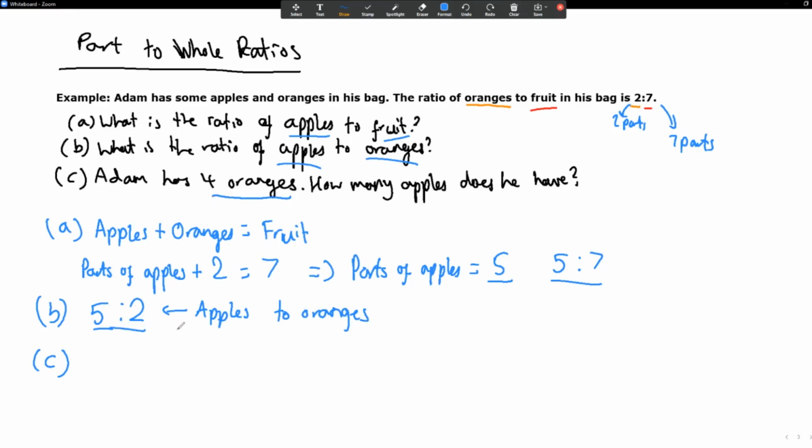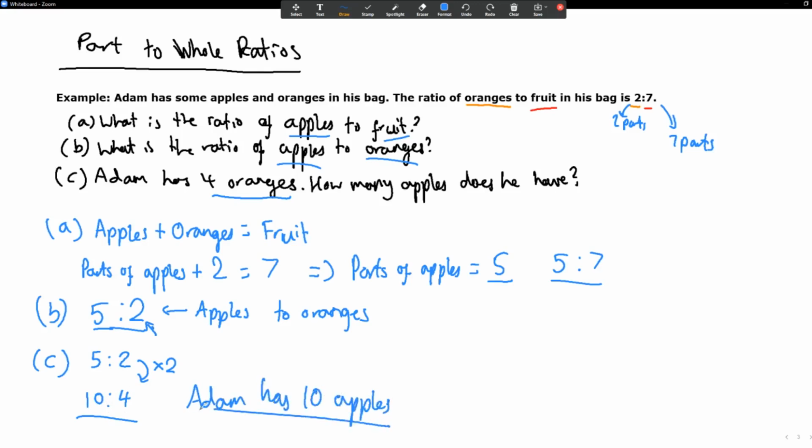So 4 oranges. If this here denotes the proportion of oranges, we need to multiply this by something to get to 4. So we can multiply this by 2. And now we'll have 10 on this side and 4 on this side. So we know if Adam had 4 oranges, he would have 10 apples, because we've scaled it in such a way that now we know how many apples he'll have. So that means Adam has 10 apples. Okay.